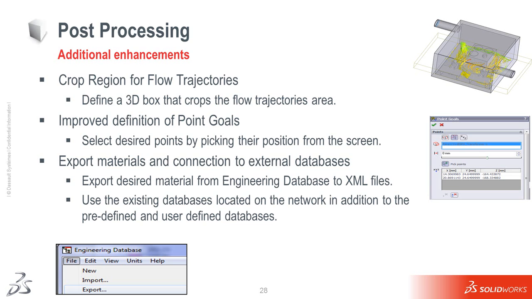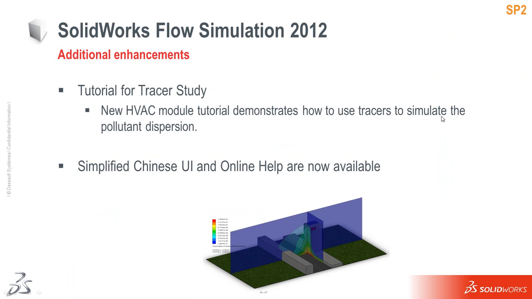In SolidWorks Flow Simulation 2012, material properties exchange is easier than ever, with the capability to both export and import material properties through an XML file. A third example has been added to the HVAC module tutorial in the 2012 release. This tutorial considers urban pollution in a street canyon and demonstrates how to use a new tracer study to simulate the pollutant dispersion.